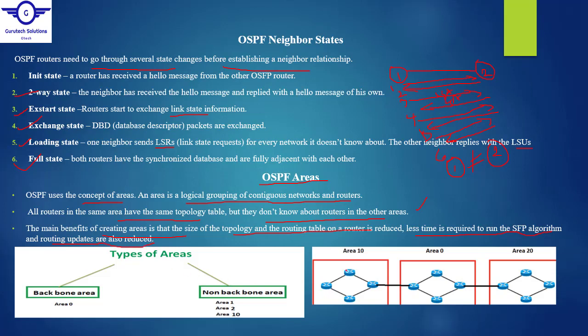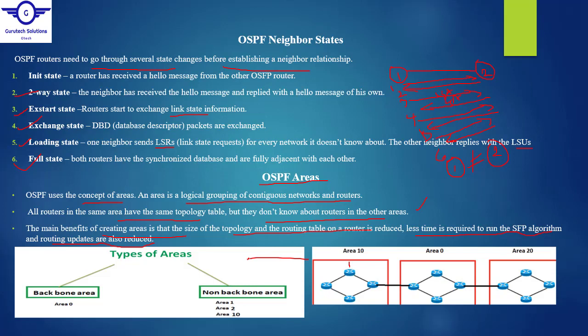Okay, for example, this router here, the routing table will only contain the updates from the routers in this network, not in this network and not in this network. Okay, so the routing table is reduced.